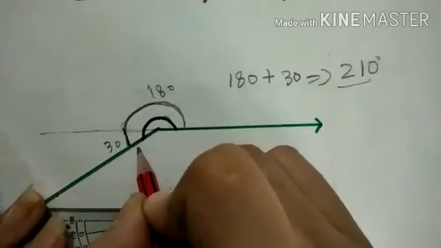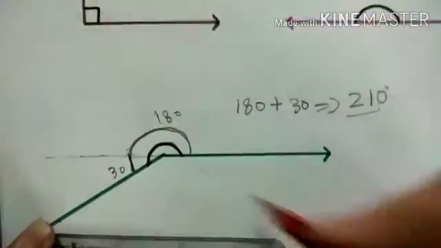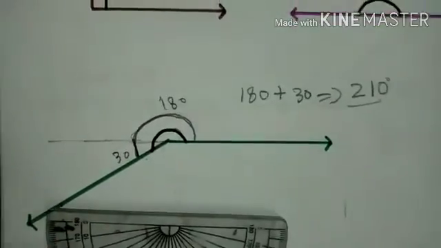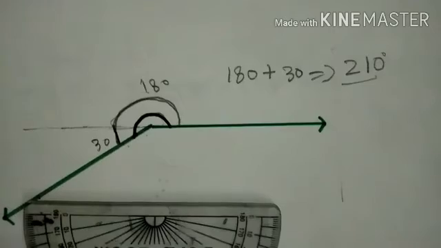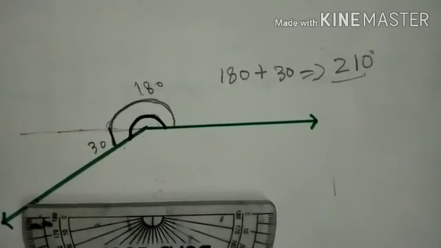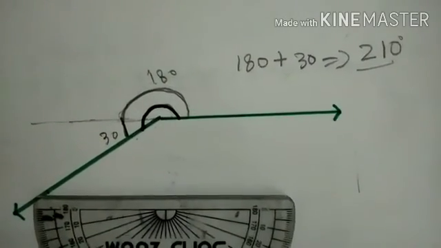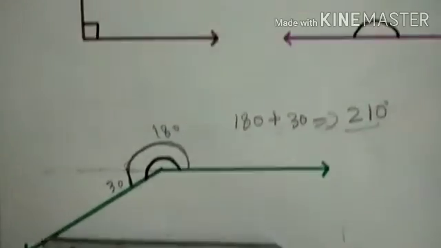So the angle from here to here is 210 degrees, or we can say that it is a reflex angle. And a complete circle, or a complete revolution, we know, is equal to 360 degrees. So students, there are some questions; you need to find out the measurement of the angles.